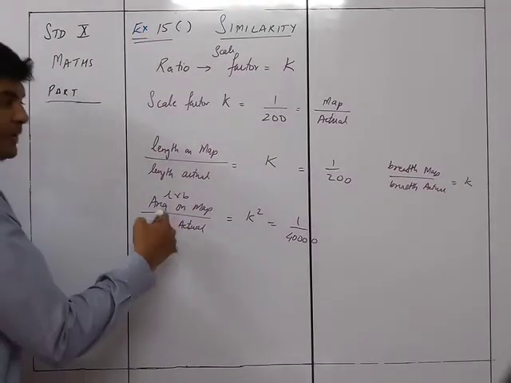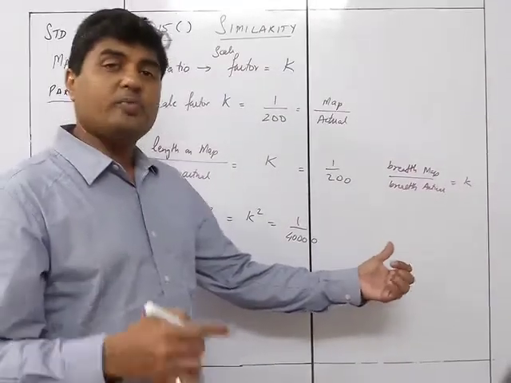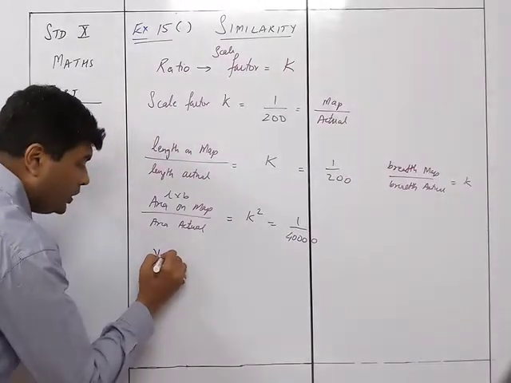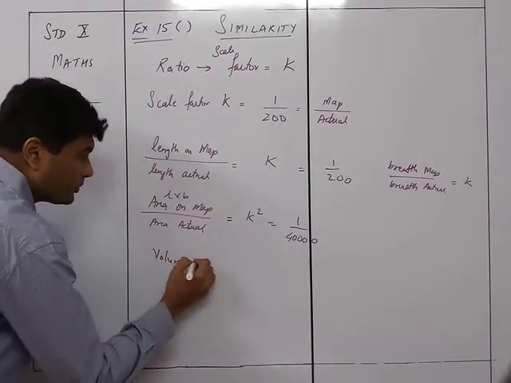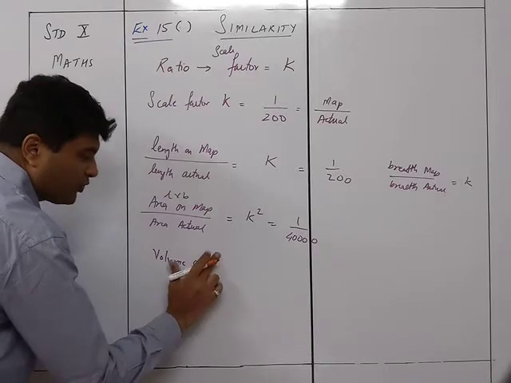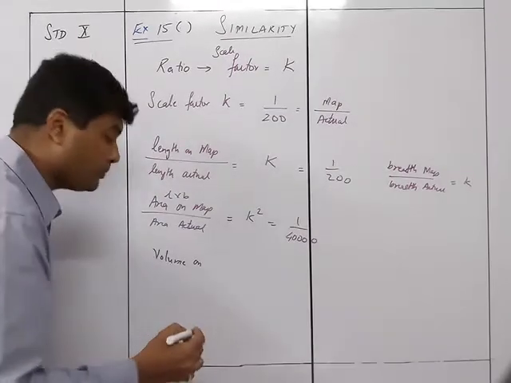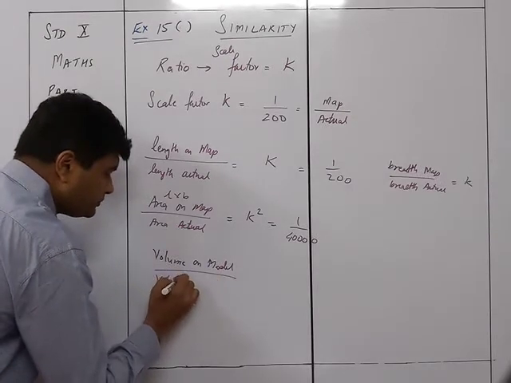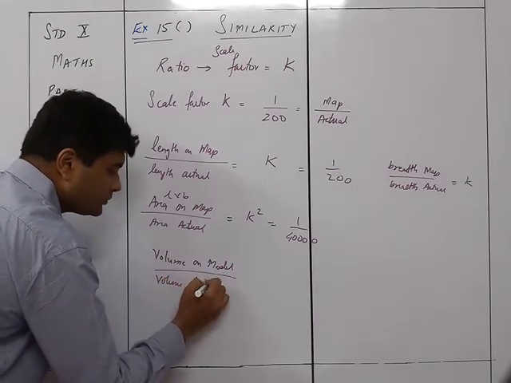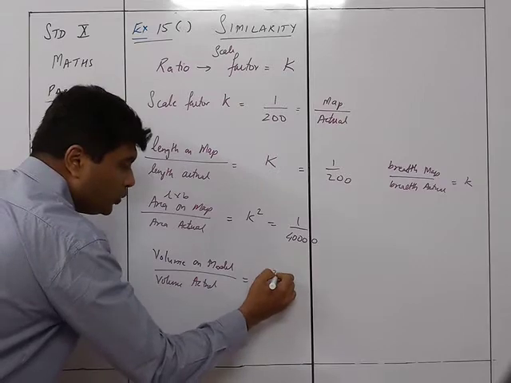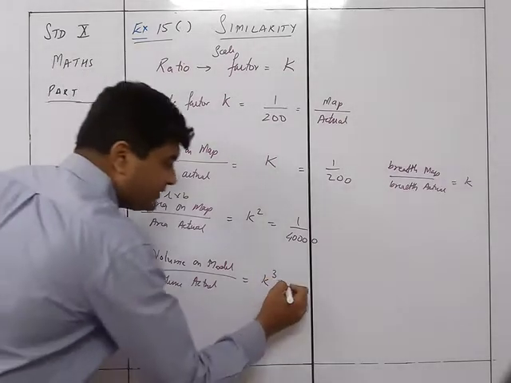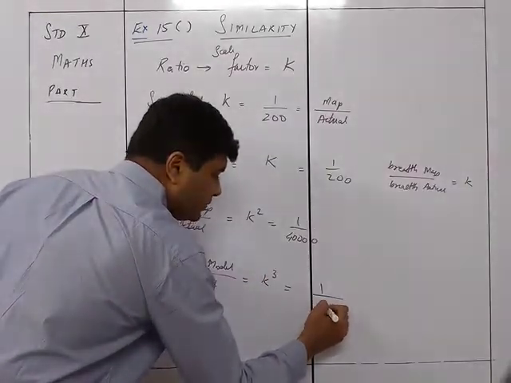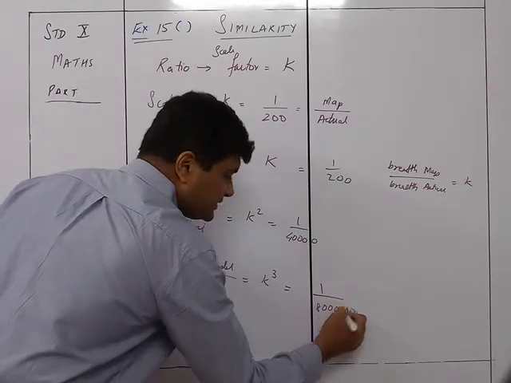So volume में क्या आएगा, height भी आएगा, so it will be K cube. So it will be volume on map, और of course ये map में नहीं होता volume, it is always on model. So it is model upon volume actual is equal to K cube. Okay, that is nothing but 1 upon 8.